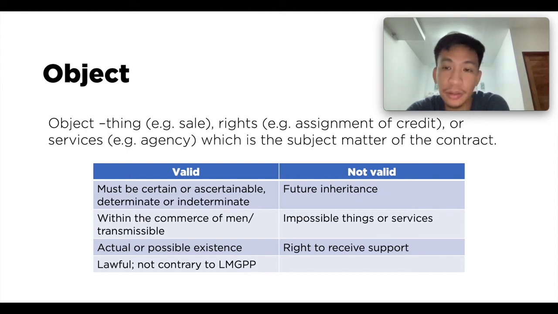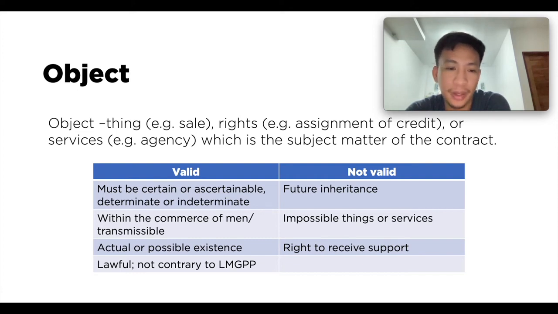It must be actual or possible existence. Of course, you can't buy something that is a product of your imagination, no? It must be actual. It must be capable of existing. Okay. For example, sabihin mo na, bibenta ka ng angel, or bibenta ka ng unicorn. Those are not actual things. Those are imagined things. So unless they are figurines, those cannot be valid objects of the contract.